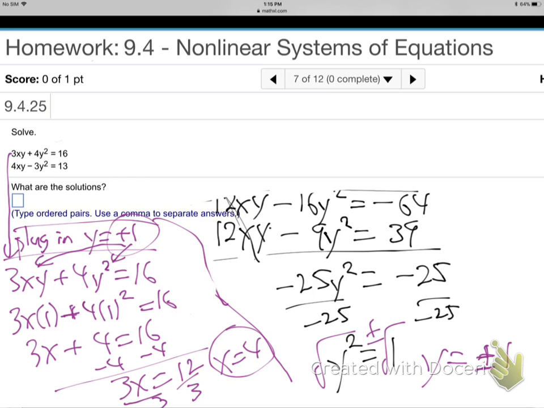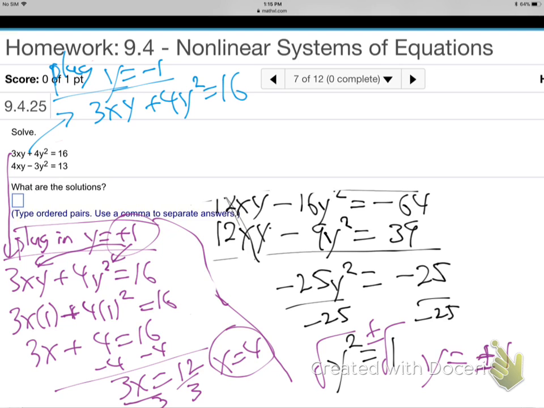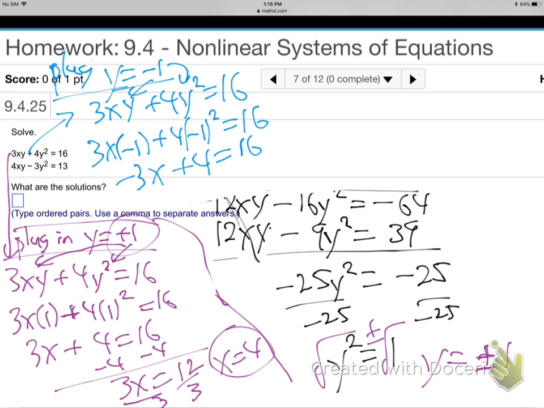Okay. So here we go. So now y equals negative 1. Plug it in. Into what? Again, I'll just grab the first. You do the second. Doesn't matter. Whichever equation, same thing, same answer. So plug in negative 1. Get 3x times negative 1 plus 4 times negative 1 squared is 16. That's negative 3x plus 4 is 16.